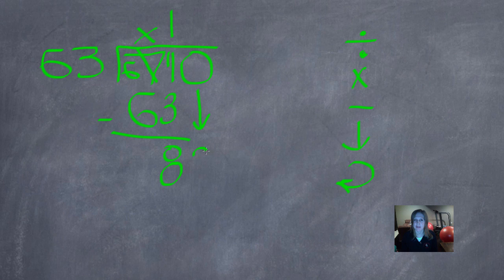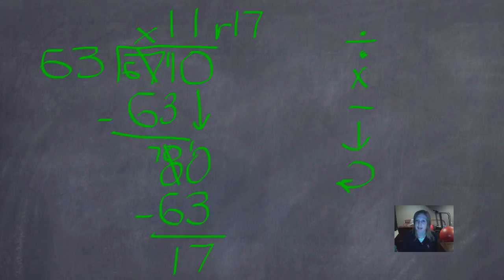Bring down that 0. 63 goes into 80. Well, I know that 63 plus 63 is 126, so it only goes in one time. 1 times 63 is 63. 0 minus 3, can't do it. 10 minus 3 is 7, and 7 minus 6 is 1. Our remainder of 17 is less than our divisor, so that works. To check it, 11 times 63 and then add 17 to that should give us 710.